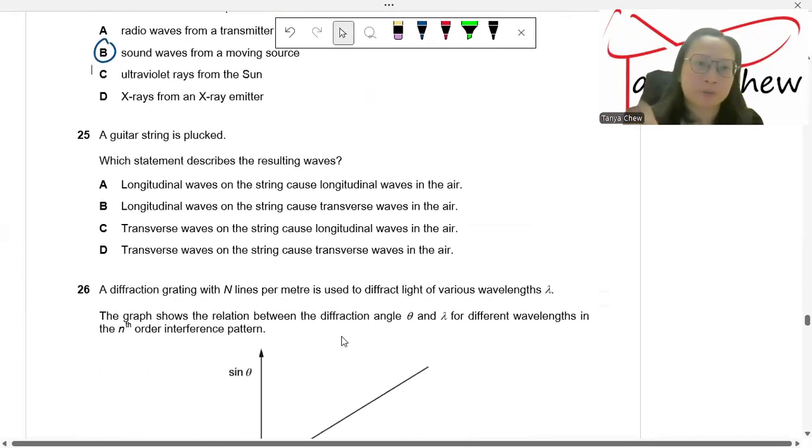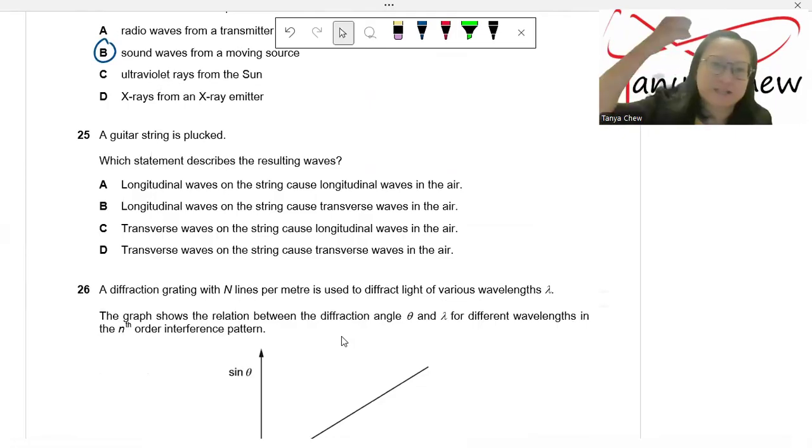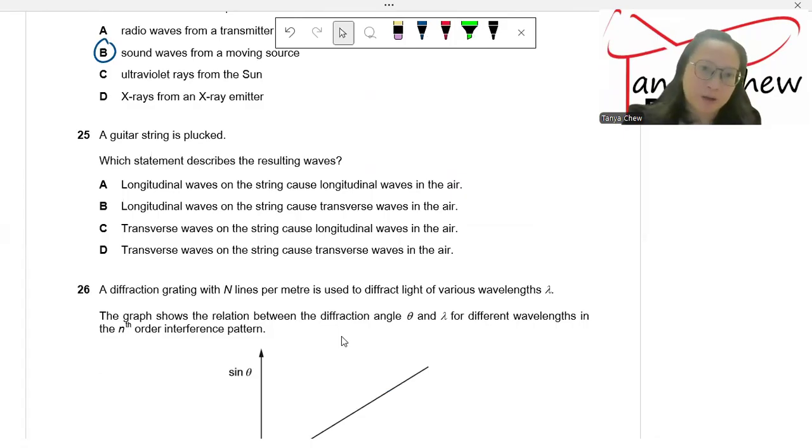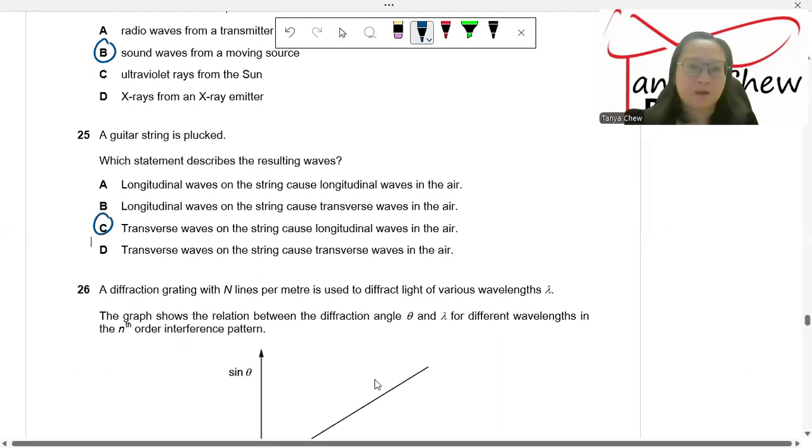25, a guitar string is plucked. Which statement describes the resulting waves? When the guitar string is plucked, this is a transverse wave. And you can listen to the beautiful sound of the guitar. That is a longitudinal wave. Therefore, the answer is C.